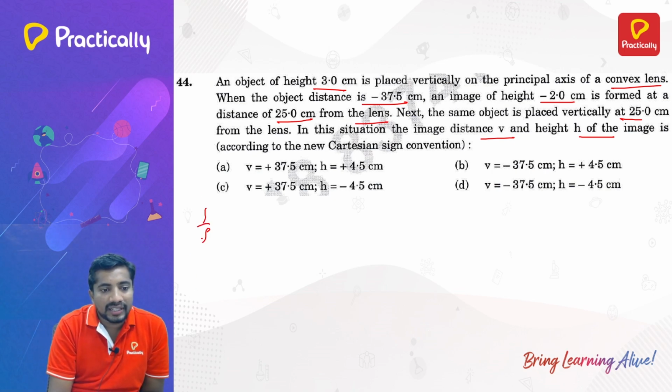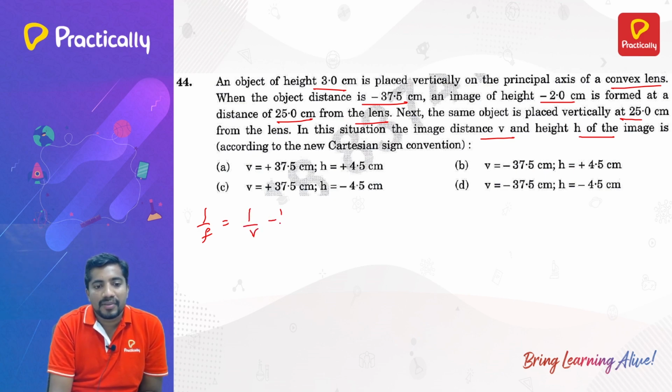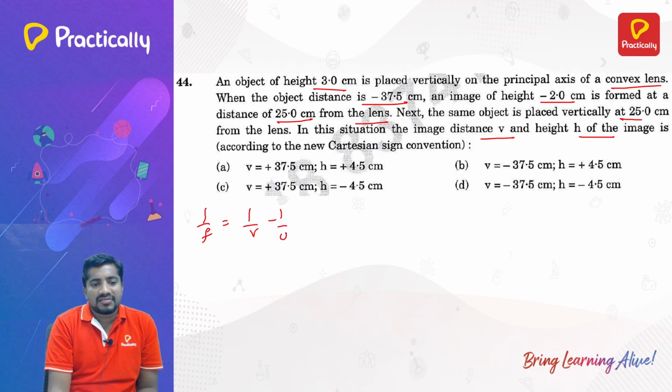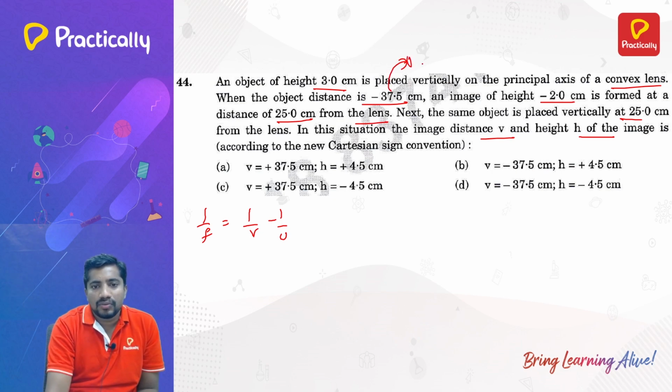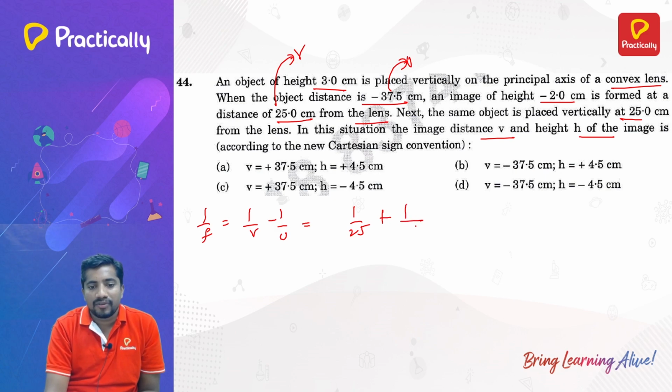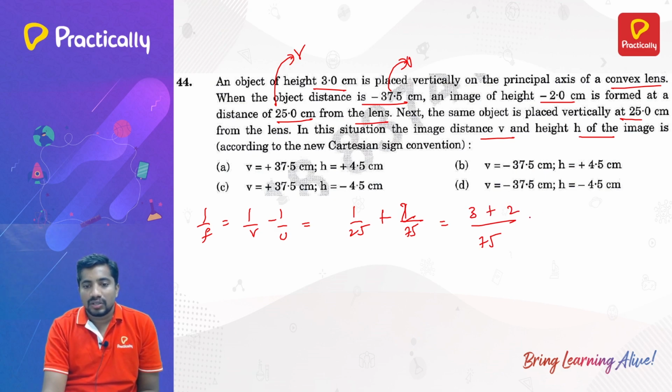So I am finding the focal length of it: 1 by f is equal to 1 by v minus 1 by u. Simple, children, just substitute the u value and the v value in the beginning case. We'll get the focal length over here: 1 by 25 minus, applying sign convention, we will get plus 1 by 37.5, which we take as 2 by 75. LCM is 75, so 1 into 3, plus 2, gives 5 by 75. That is the 1 by f value.